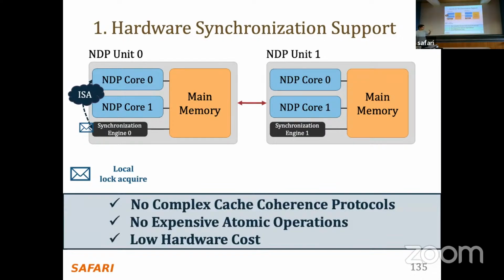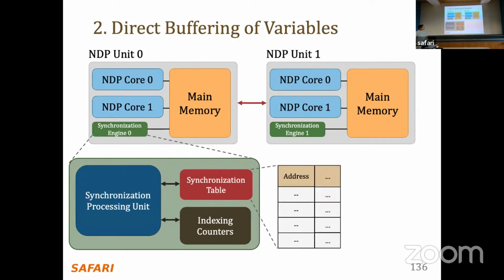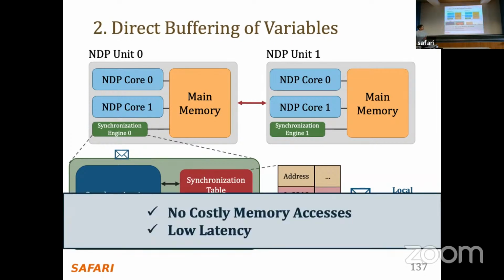This avoids complex coherence protocol and excessive atomic operations, and is also low hardware cost because the synchronization engine, as you see here, is pretty simple. It's just a small processing unit, a small table, and some indexing counters. So what we have in the synchronization table is where we keep track of the locks that are sent to the synchronization unit and will be sent to other units as well.